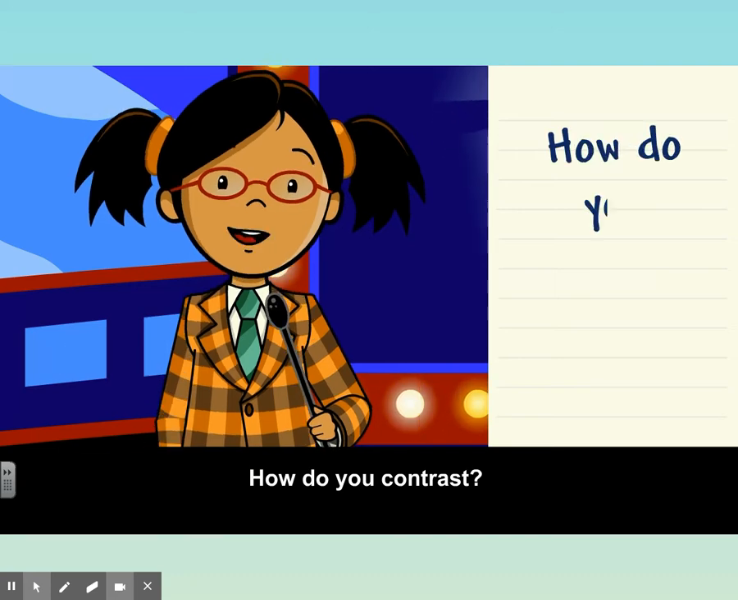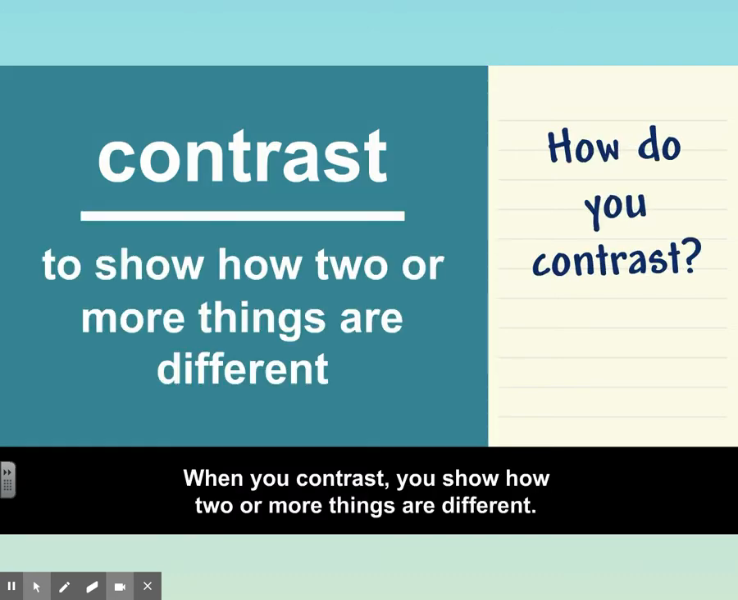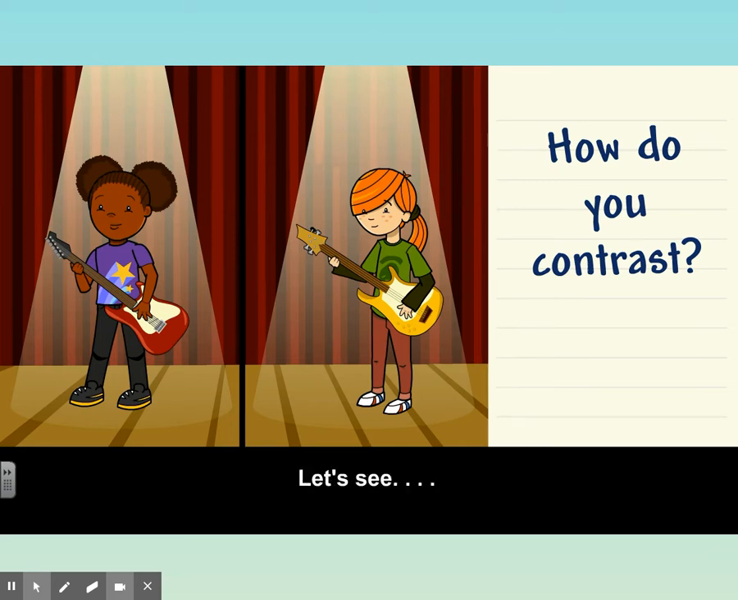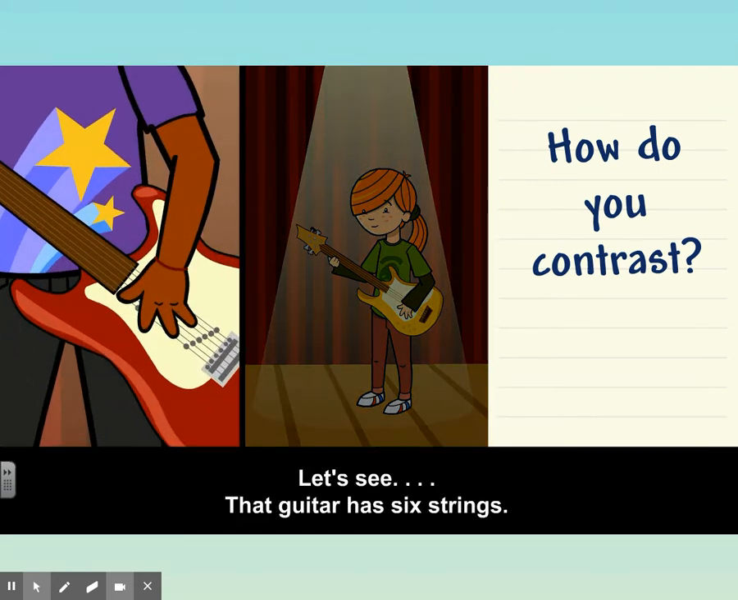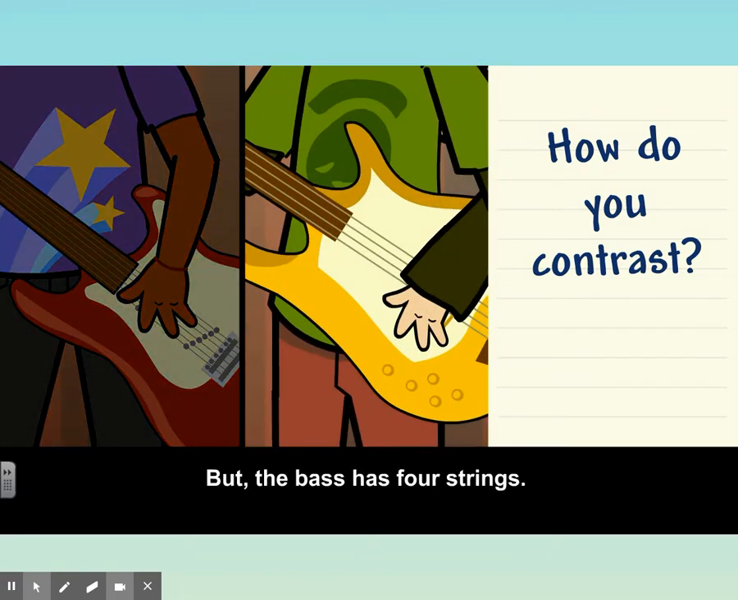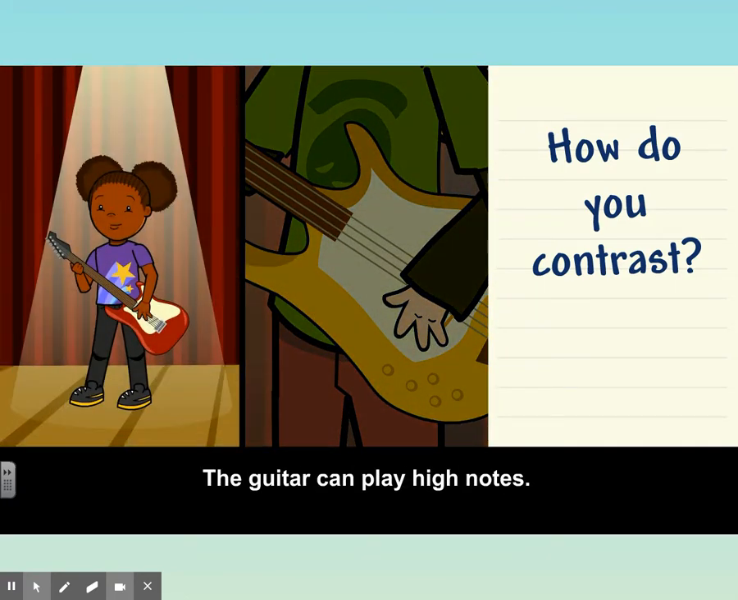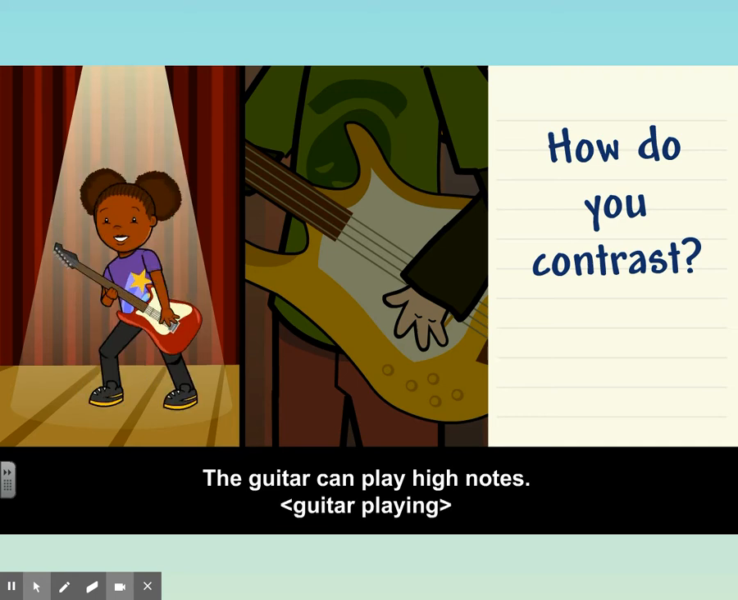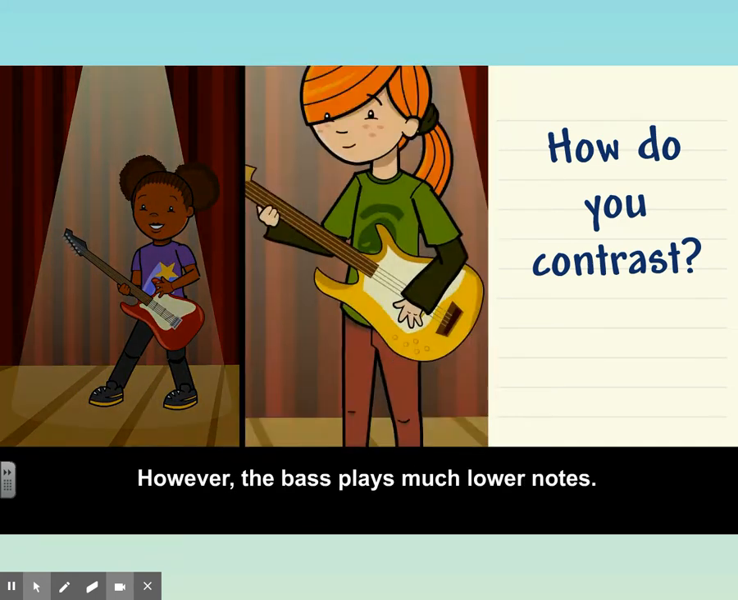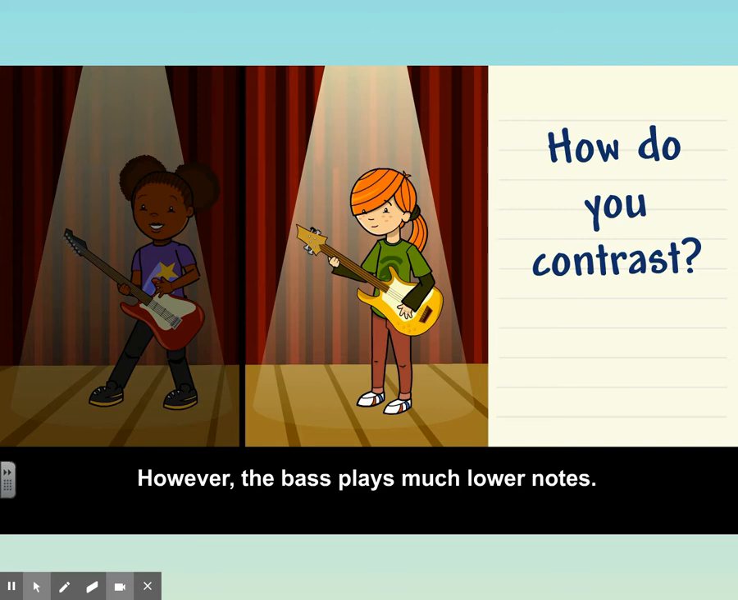How do you contrast? When you contrast, you show how two or more things are different. You describe how things are not alike. Let's see. That guitar has 6 strings, but the bass has 4 strings. The guitar can play high notes. However, the bass plays much lower notes.